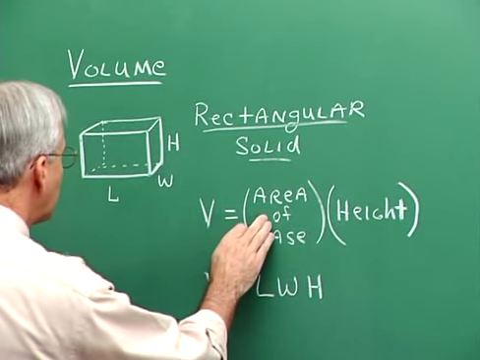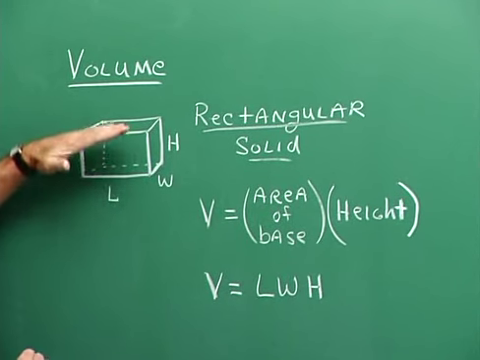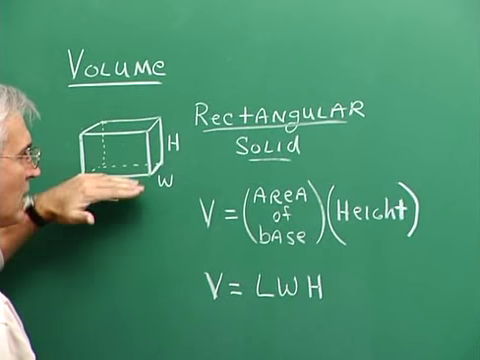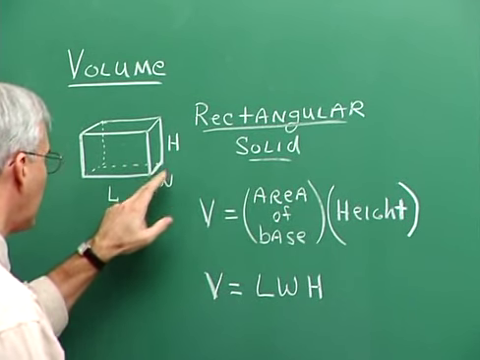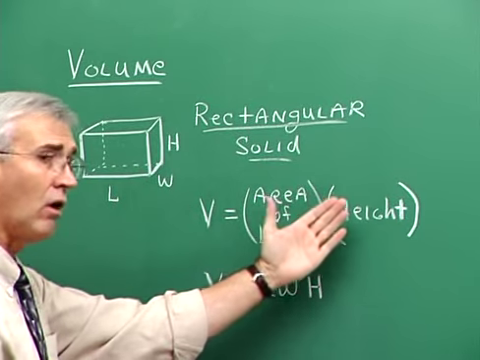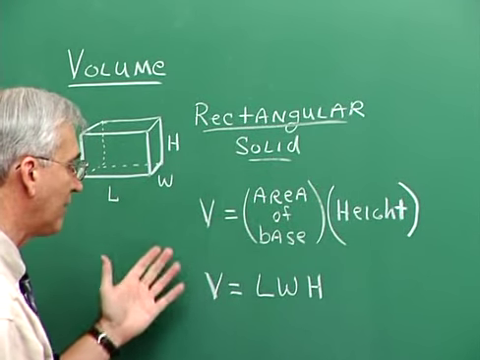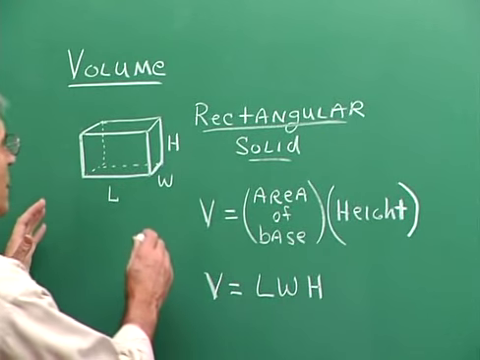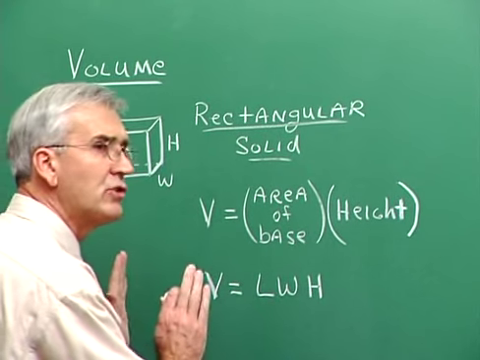Now, the base is what this appears to rest upon. It's sort of resting upon a rectangle. So it has a rectangular base. The area of the base then is length times width. So the overall formula for calculating volume is length times width times height. And notice that we're just multiplying the three dimensions here.